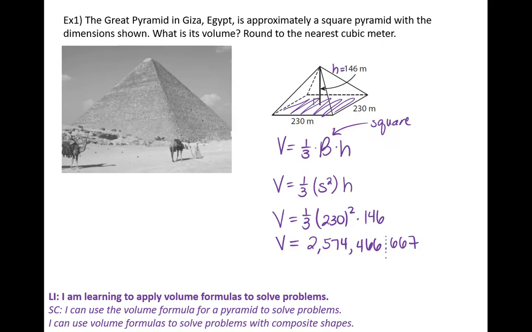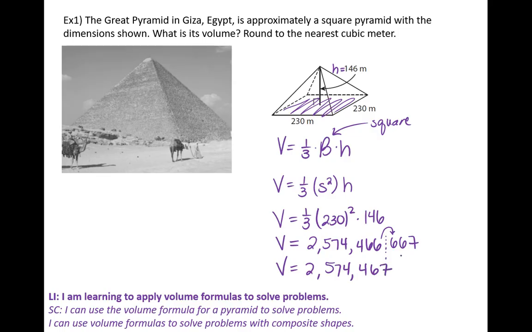So I'm going to look back. I don't want any decimals. I look back, and the 6 tells me, because it's bigger than 5, to round up. So I'm going to turn this into 2,574,467. You're welcome, 67 there.